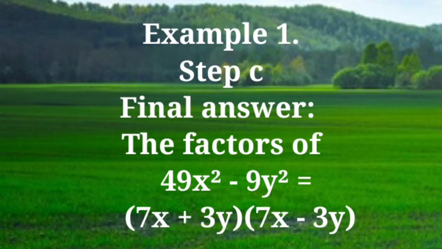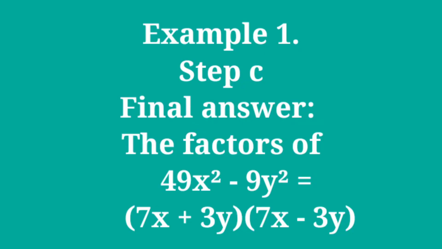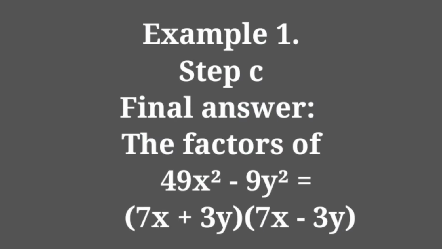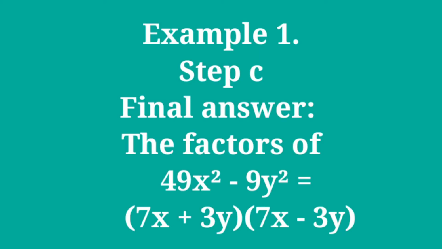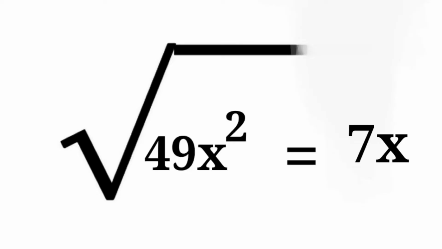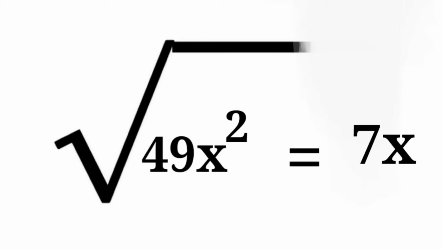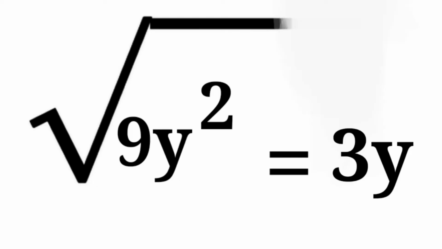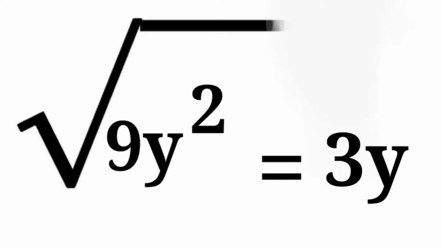Example number 1. Step C. Final answer. The factors of 49x squared minus 9y squared are 7x plus 3y and 7x minus 3y. The square root of 49x squared equals 7x. The square root of 9y squared equals 3y.